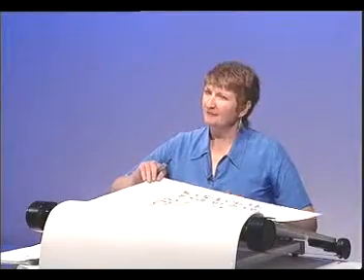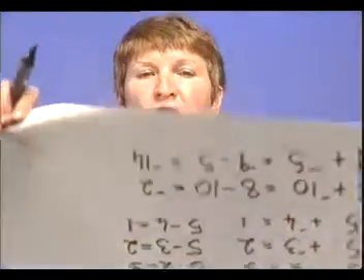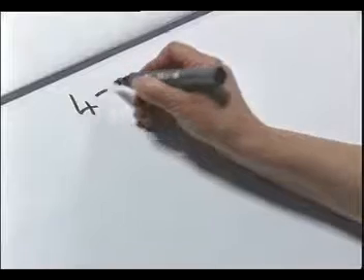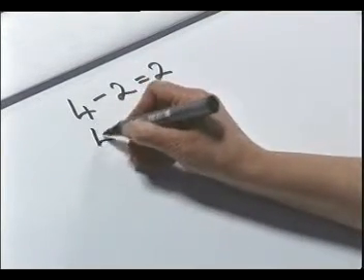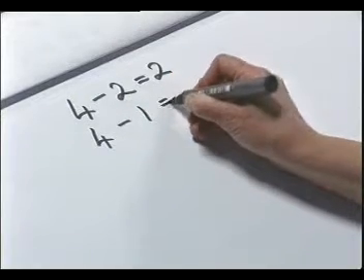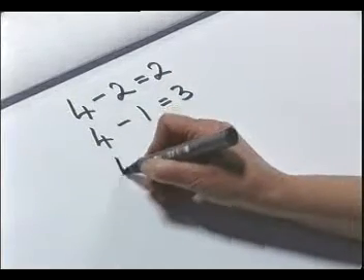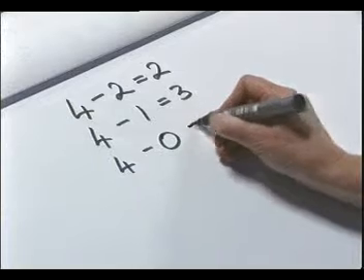But the one thing that we haven't done is the subtraction of negative numbers. So again, I'd like to use a pattern to help us work out the rule that we're going to use. If we start off with what we know, 4 subtract 2 is 2. So 4 subtract 1 is 3. And 4 subtract 0 is 4.